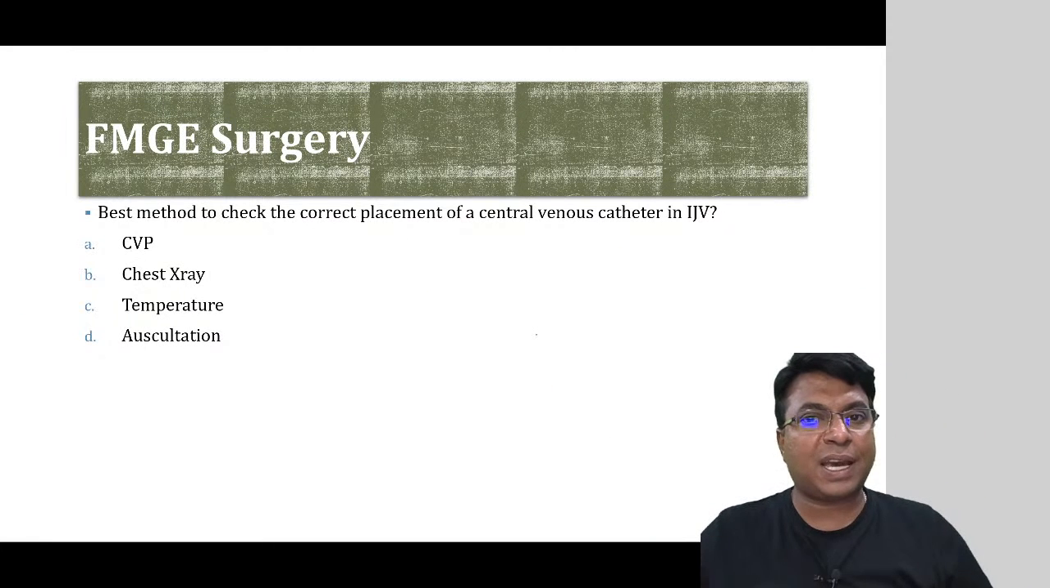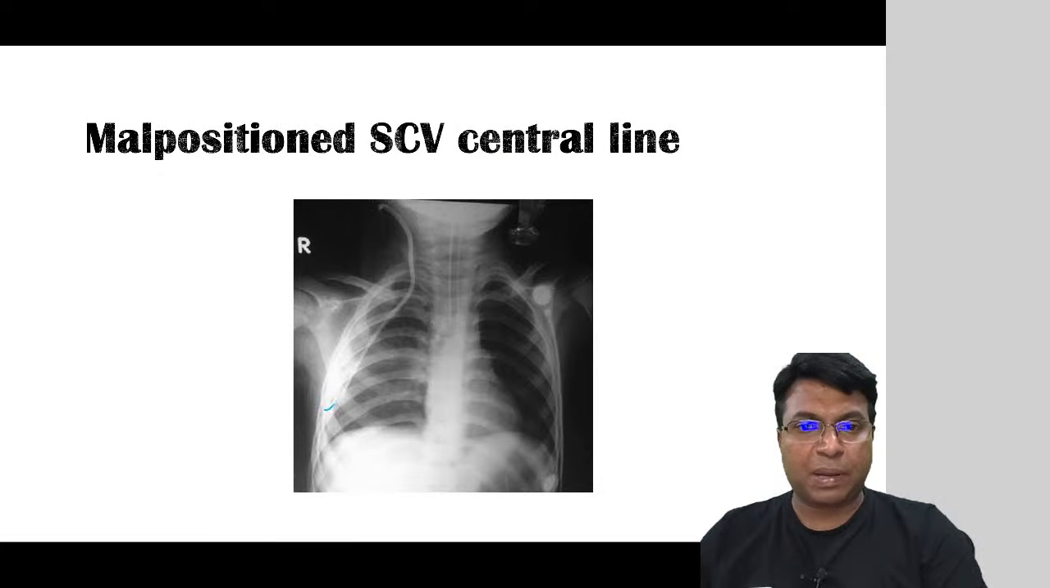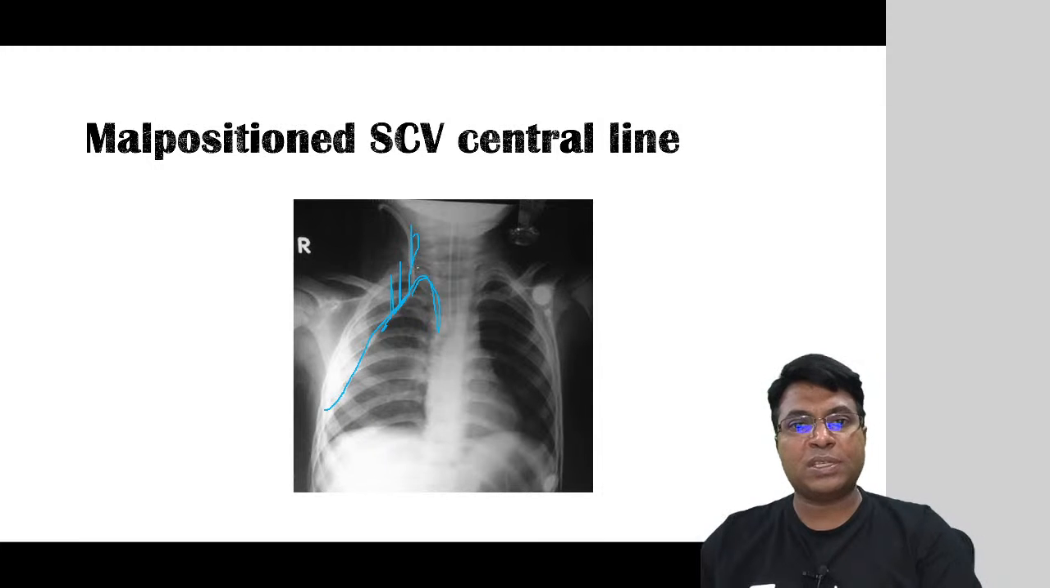Best method to check the correct placement is by means of X-ray, not by any other method. You have to check its chest X-ray. You can see here the subclavian vein being cannulated. It has wrongly gone above. It should not go above. It should go like this. No, it has wrongly gone above. This is what we see.